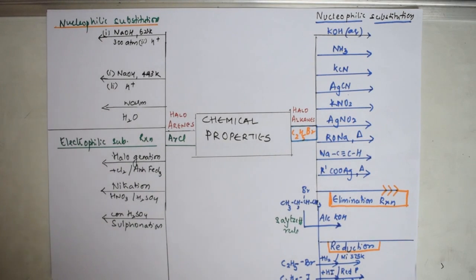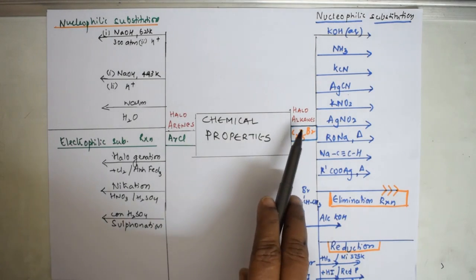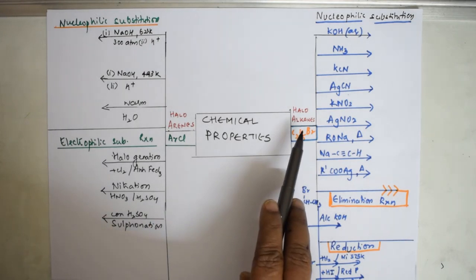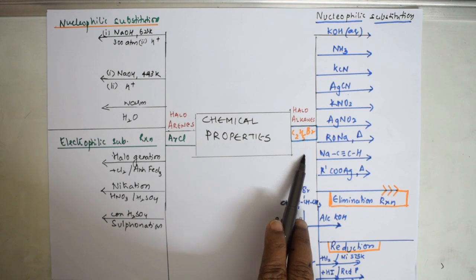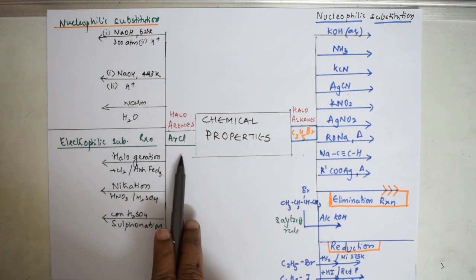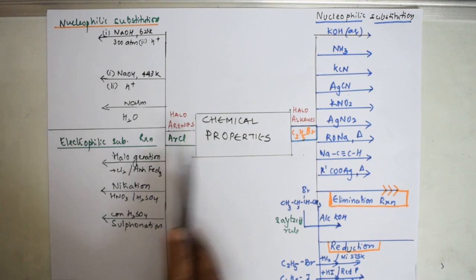Next thing we are going to do now is chemical properties. Here I have divided the chemical properties for the haloalkanes on this side, for the haloarenes on this side. For the haloalkanes, the example which I have taken is C2H5Br, that is ethyl bromide. For the haloarenes I have taken ArCl, that is chlorobenzene, or aryl chloride.